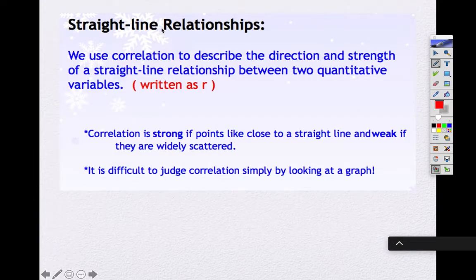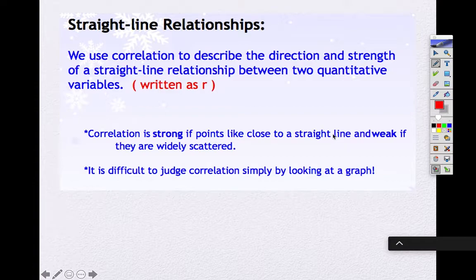So like I said last class with form, linear is what we're focusing on because we can use what's called correlation. We said association, correlation, to describe the direction and strength of a straight line relationship between two quantitative variables. So this is a new variable. It's called lowercase r. It is called correlation. It is a number that gives you the direction and strength of a straight line relationship. Correlation is strong if the points lie close to a straight line.